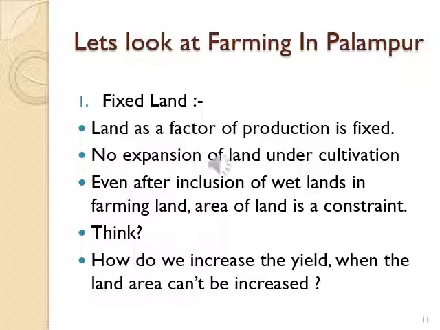Now, as and when the population increases, the land being fixed is a constraint. So how do we keep increasing the production? With the increase in population, we also have to increase the production. So how do we do that? And how are the people of Palampur doing? What are they doing to increase the production on a fixed piece of land in Palampur is what we are going to study now.